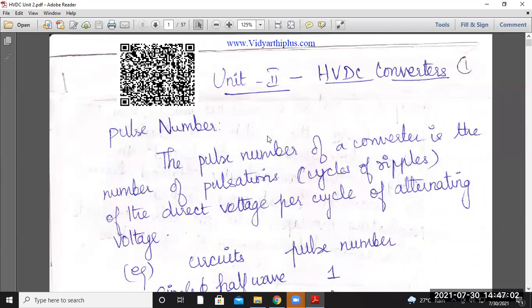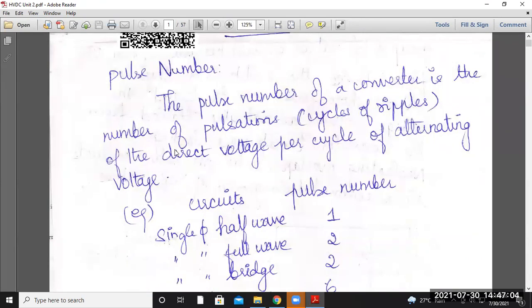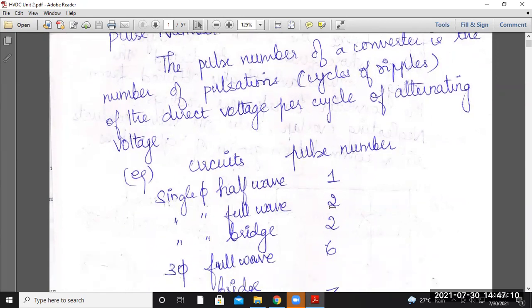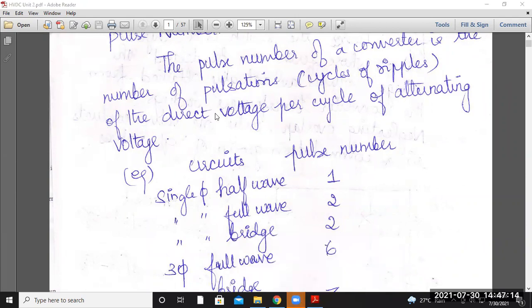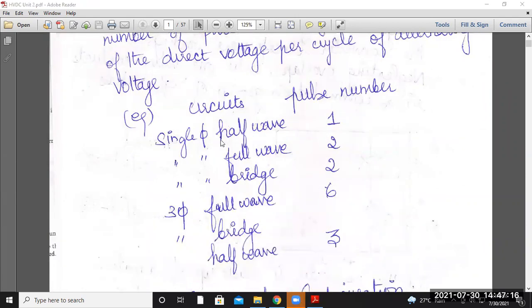In the previous classes, we were dealing with the HVDC converter. We have seen that the pulse numbers differ according to your circuits. You can see that the pulse number for a single phase half wave rectifier circuit is 1. Then for single phase full wave, it was 2. Then for the bridge, it is 2. In 3-phase full wave, it was given as 2.